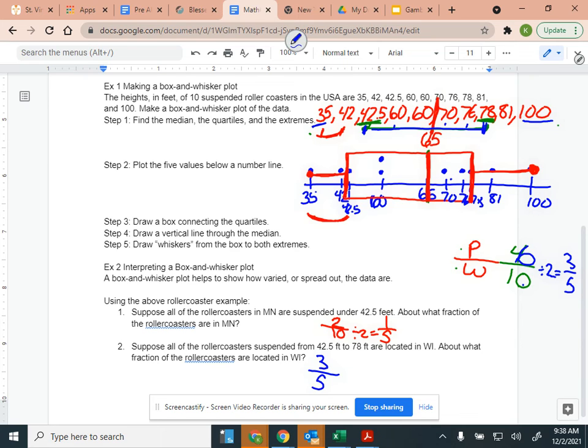So we're gonna go through the workbook page. We're gonna go through the first example on it, the first problem, to see how we are doing with our understanding of these box plots.